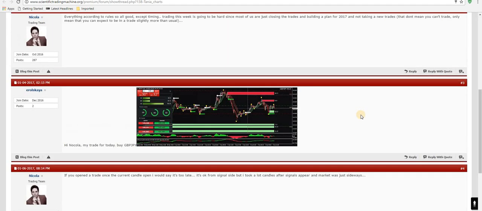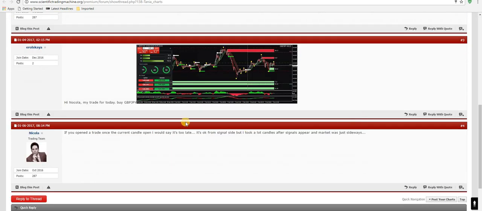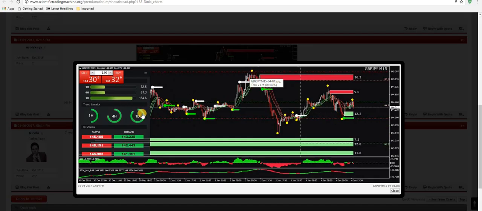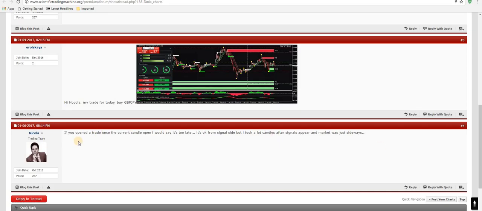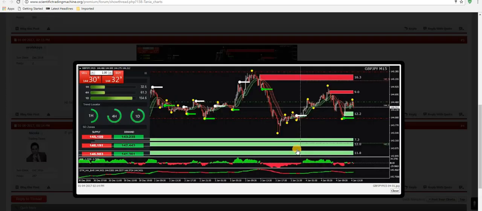Let's check out the next person's charts here. All right, here's the most recent one from this individual. Hi, Nicola. My trade for today, buy GBP Japanese yen. All right, so that's the trade setup. What did he say about this? If you open the trade once the current candle is open, I would say it's too late. It's okay from the signal side, but I took a lot of candles after the signal appears and the market was just sideways. Let me see here.